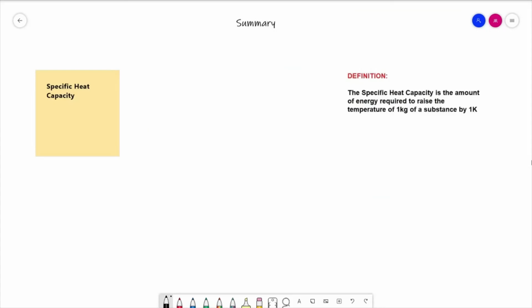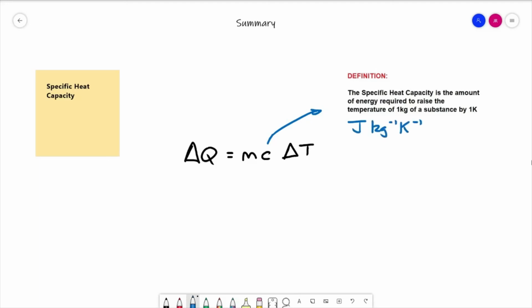So to summarise then, in this video we've looked at specific heat capacity, and firstly there on the right hand side is the definition. So the specific heat capacity is the amount of energy required to raise the temperature of 1 kilogram of a substance by 1 Kelvin. And from that we have the equation delta Q is equal to mc delta T, where of course c is the specific heat capacity and takes the units joules per kilogram per Kelvin.